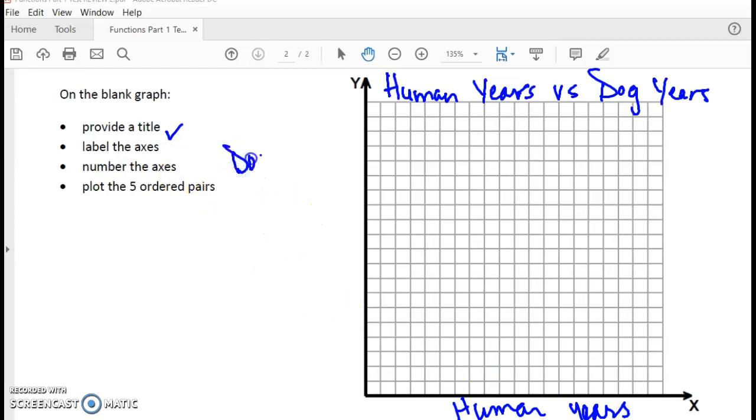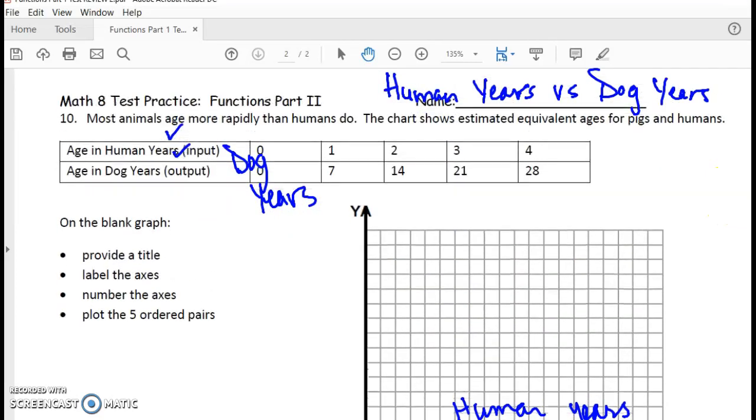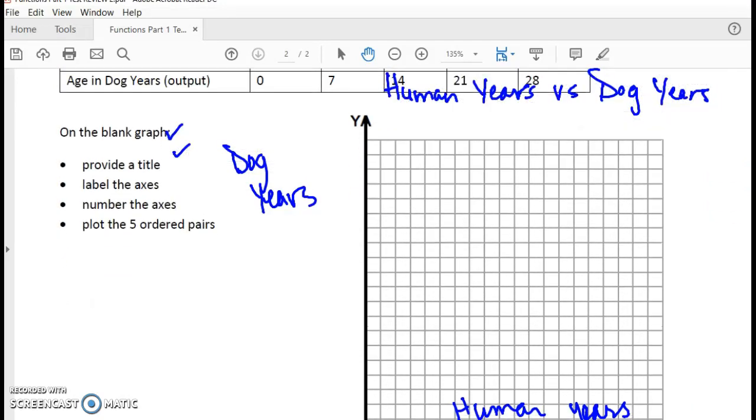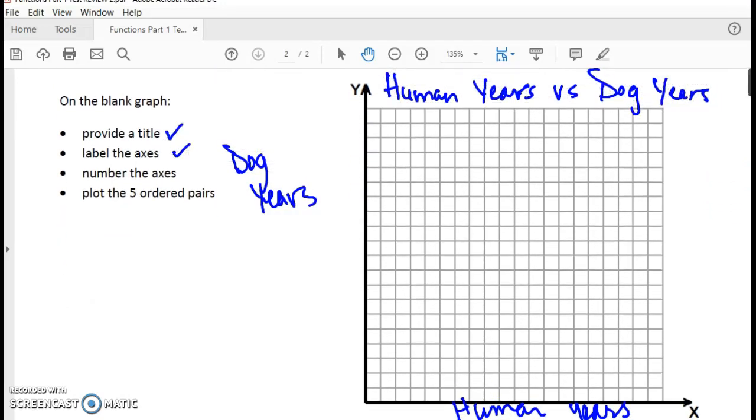And so human years, dog years, number. This is where some of y'all get in trouble. Please make sure you spread out the numbers. So when you spread out the numbers here, this is 1, 2, 3, 4 on your x. So please don't put them all here. This is the same graph from yesterday. So every 5 can be 1. 1, 2, 3, 4, 5. 1, 2, 3, 4, 5. 1.